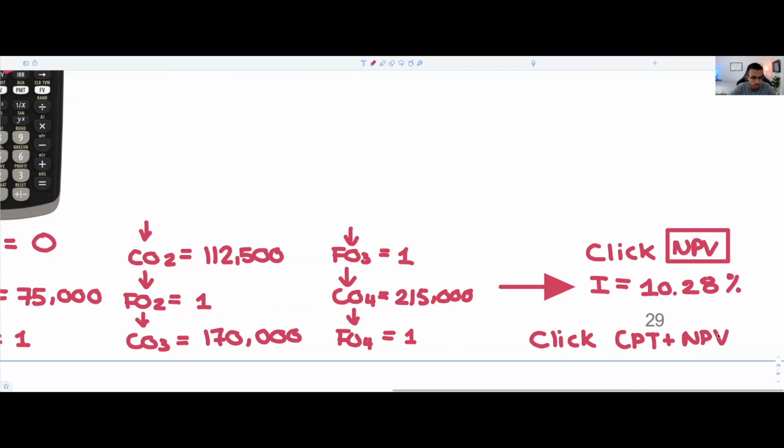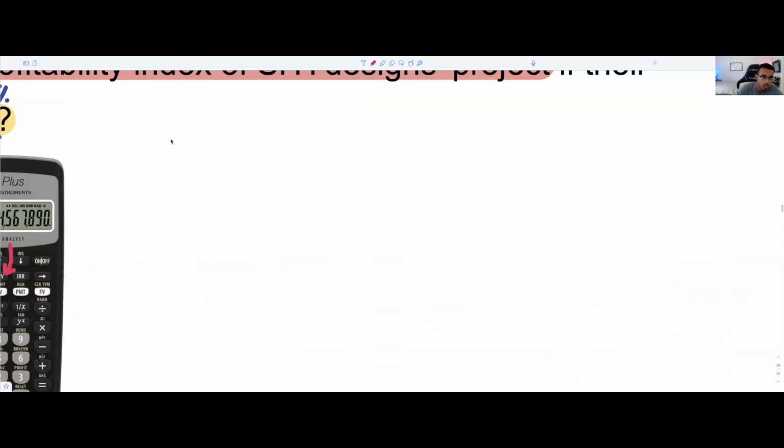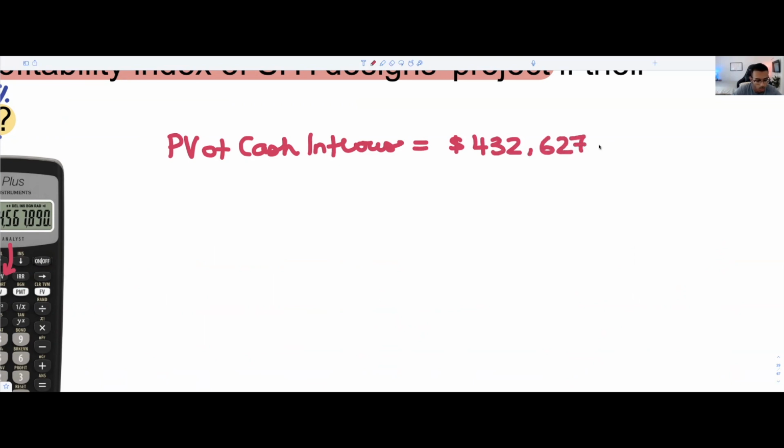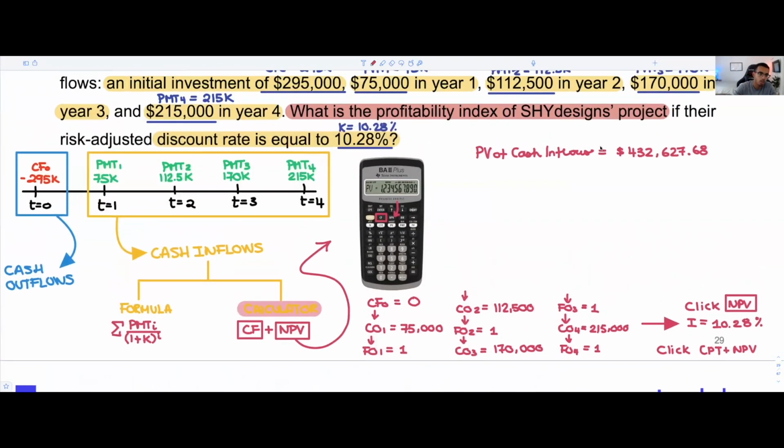And you're going to get a nice little amount. You're going to get the answer. I'll put it up here. The present value for your cash inflows will be equal to 432,607.60. Okay, that's awesome, because now if we zoom out a little bit, we have our cash inflows, the present value of those cash inflows, and we have our cash outflows.